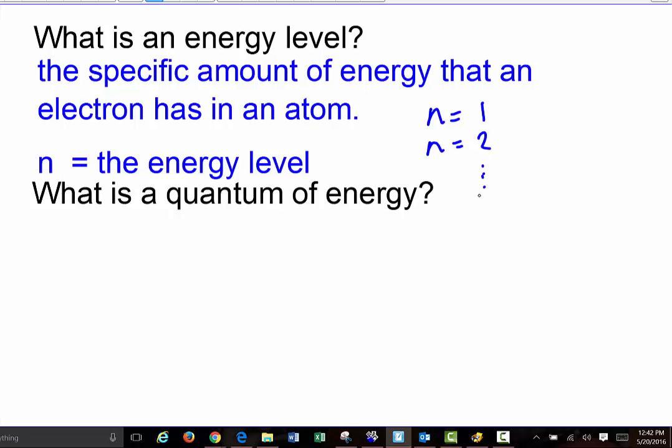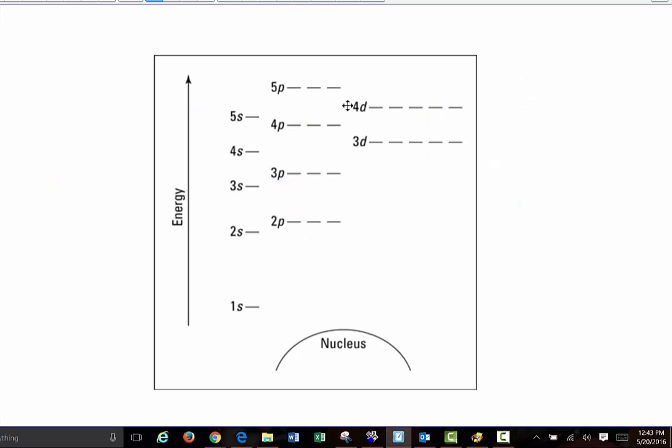So there are a total of seven energy levels. Seven in total of possible energy levels where an electron could live. So going back to our energy level diagram, here we can see the different energy levels.